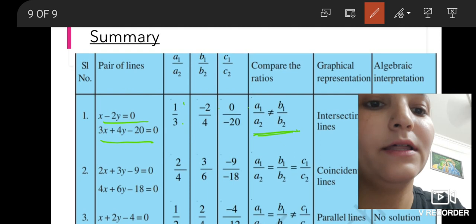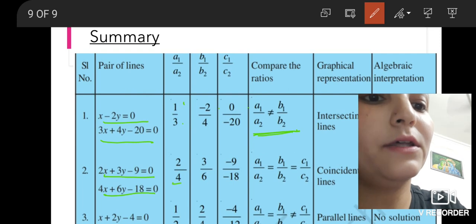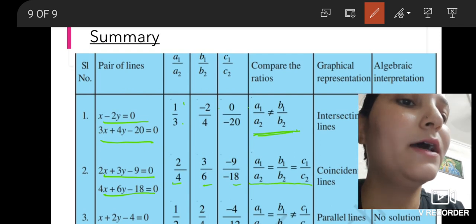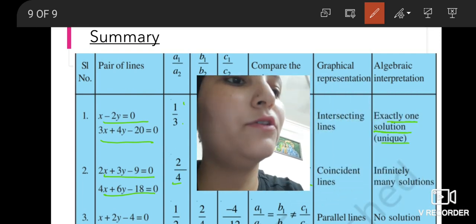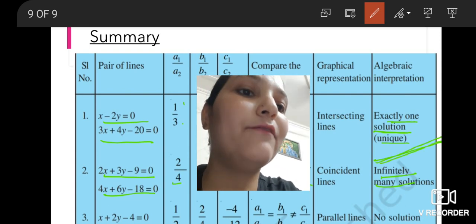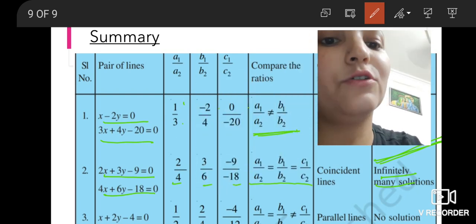Now the second one is coincident lines, where a1 upon a2, b1 upon b2, and c1 upon c2, if you compare, are all equal. If they are all equal, that means they are coincident lines and they have infinitely many solutions, since they are overlapping each other. If they overlap, every point is their solution, so they have infinitely many solutions.